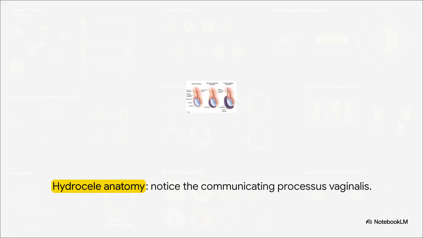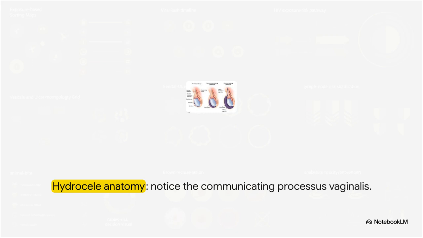And this brilliantly illustrates how a patent processus vaginalis leads directly to a communicating hydrocele. During fetal development, the testes descend through the inguinal canal, dragging a peritoneal outpouching along with them. If this fails to obliterate, it creates a direct open pathway from the abdominal cavity, allowing peritoneal fluid to literally pool down into the tunica vaginalis. Because of this communication, the hydrocele will predictably change in size. It'll often enlarge with crying or straining and decrease when the patient lies supine.